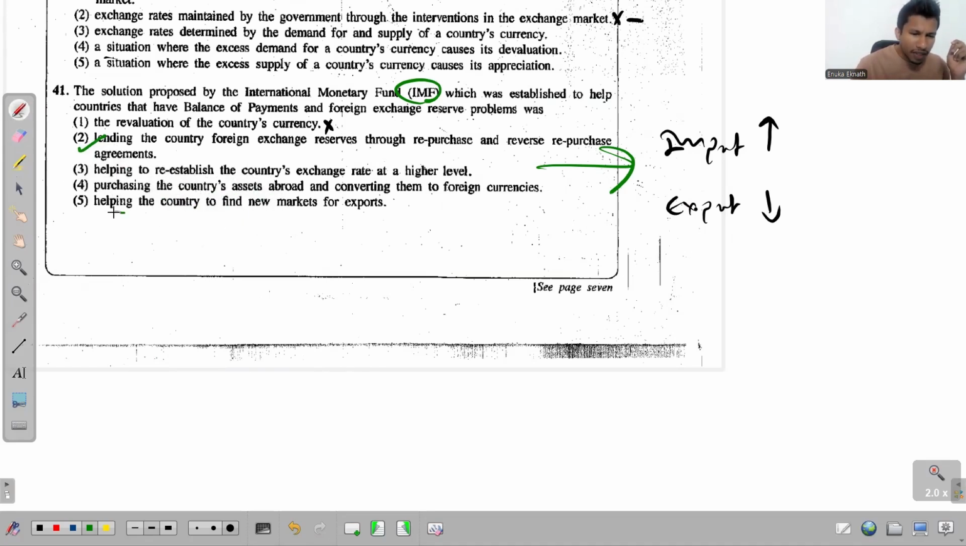Right. Fifth one, helping the country to find new markets for exports. See that now, this finding new markets for exports is not something related to, I mean, it is related to the balance of payment issue, but it is not something related to the IMF. This is more towards the World Trade Organization. So this could be taken under the World Trade Organization, but not under the IMF.